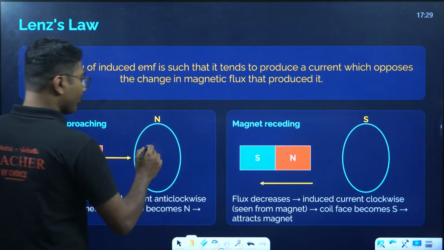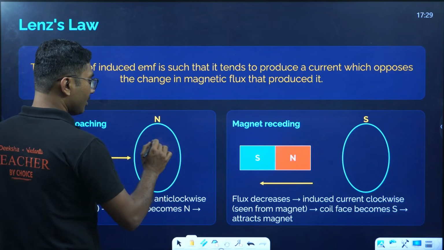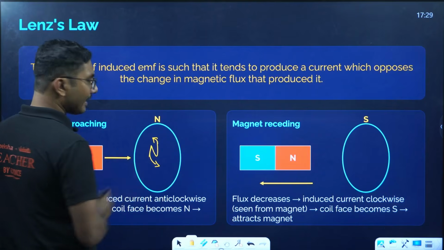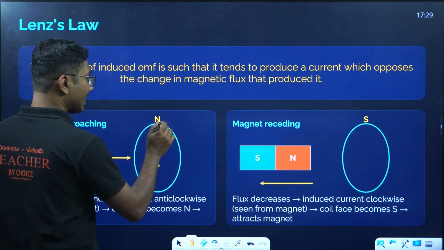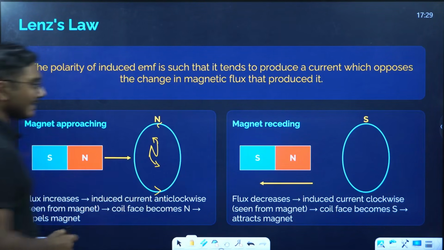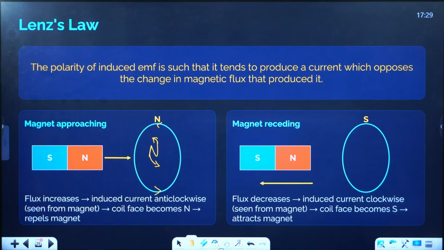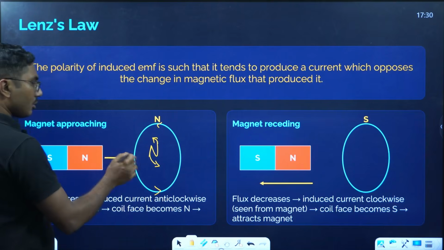Now if you forget how to find the direction of the magnetic field, the same concept is applicable here as well. So the current must be in this anti-clockwise direction. Seen from the magnet, the coil face becomes a North Pole and repels the magnet. So this North Pole repels the magnet.